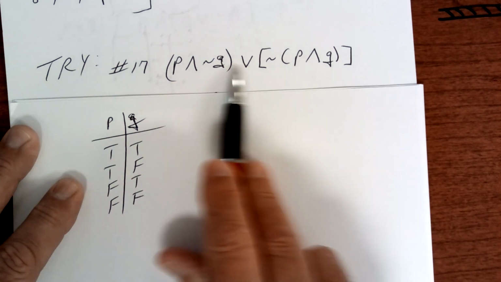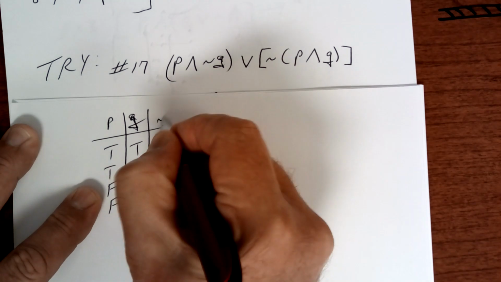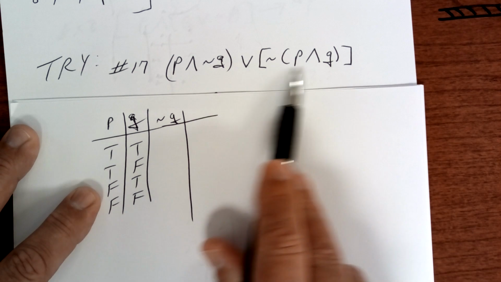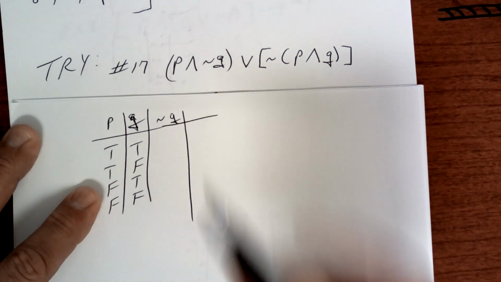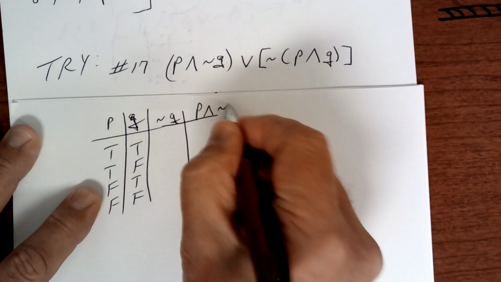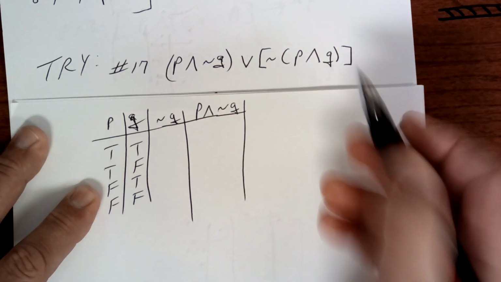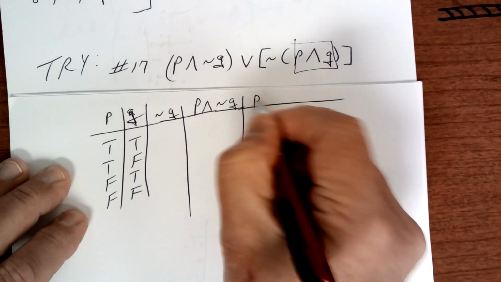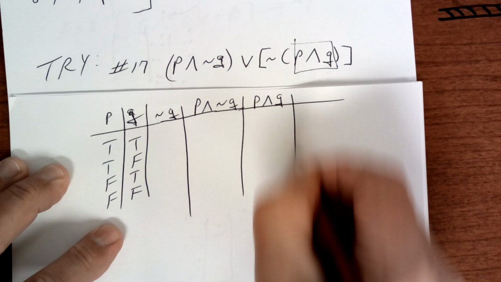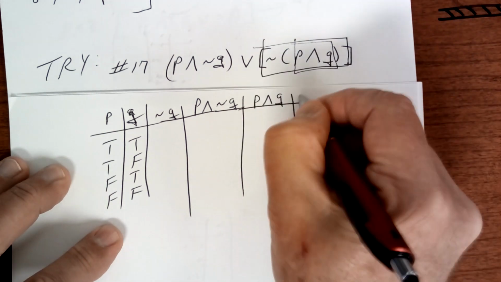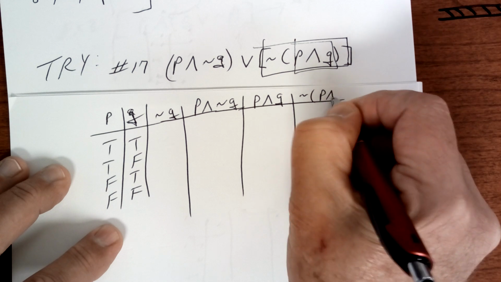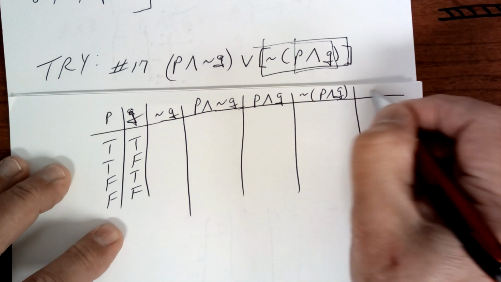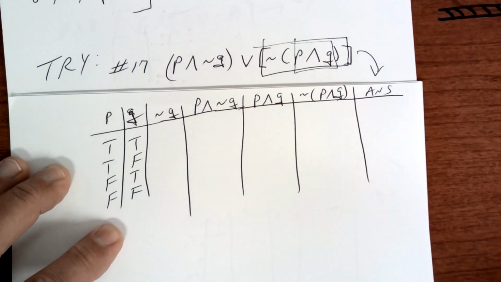I see a not Q, so I'm going to put not Q, will be one of them. And then I see this whole parentheses, so P and not Q. Then I see this parentheses, P and Q. And then I see the whole thing here, which is not P and Q. Okay? And then finally your answer, which is all of that. Okay, that's the way you should have it set up.